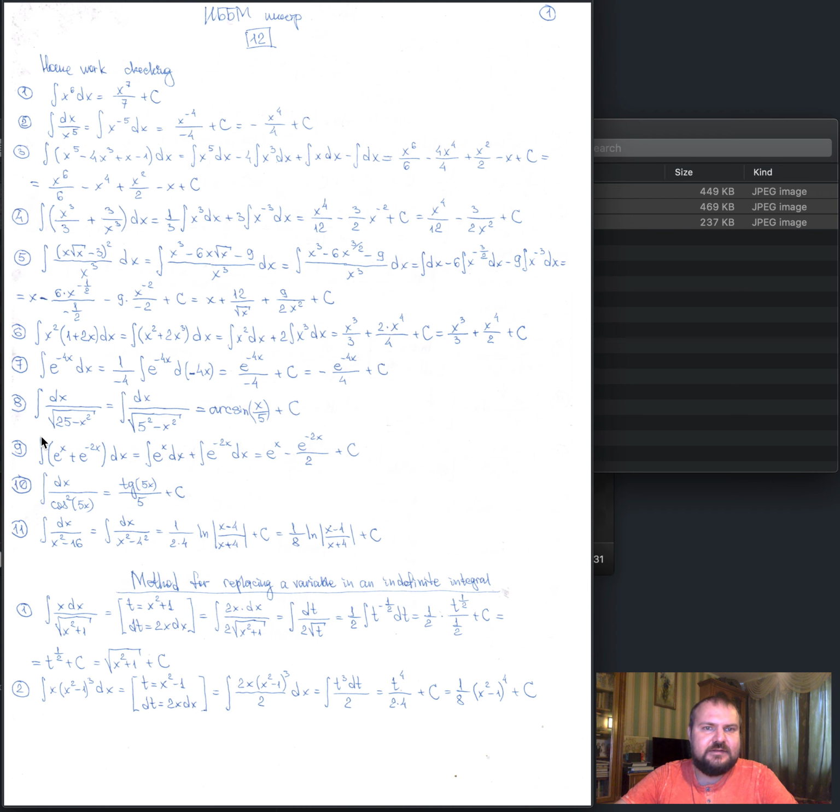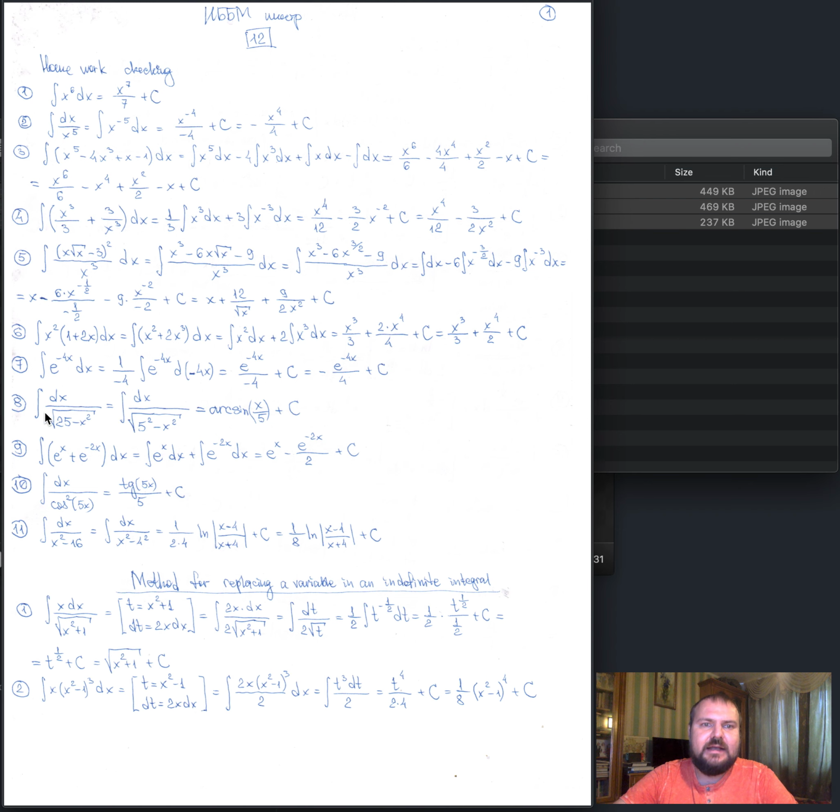Number 8, it is a table integral. Integral of dx divided by the square root of 25 minus x squared. We write it as 5 squared minus x squared, and the table answer will be arcsine of x divided by 5 plus a constant.